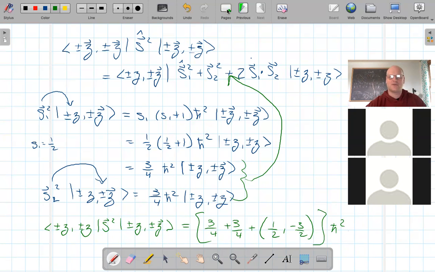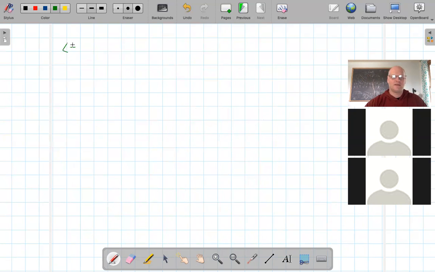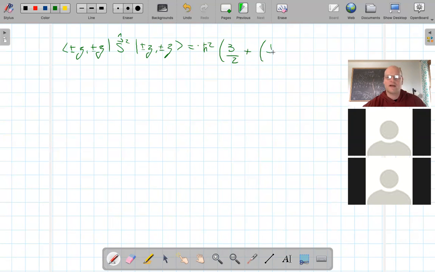So let's write this out a little bit further. Here I get the expectation value of S squared equal to h bar squared times 3/4 plus 3/4, which is 3/2, plus either, again, 1/2 or -3/2.